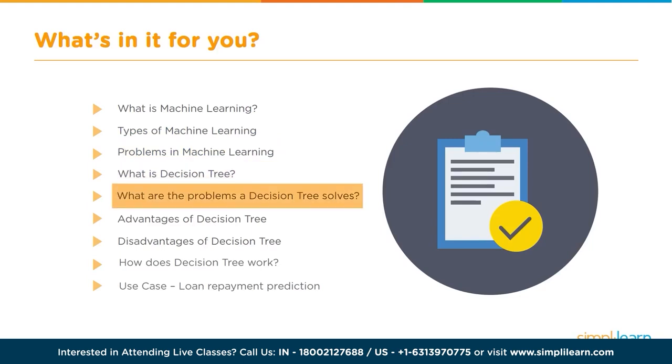What are the problems a decision tree solves? What are the advantages and disadvantages of using a decision tree? And then we want to dig in a little deeper into the mechanics. How does the decision tree work?